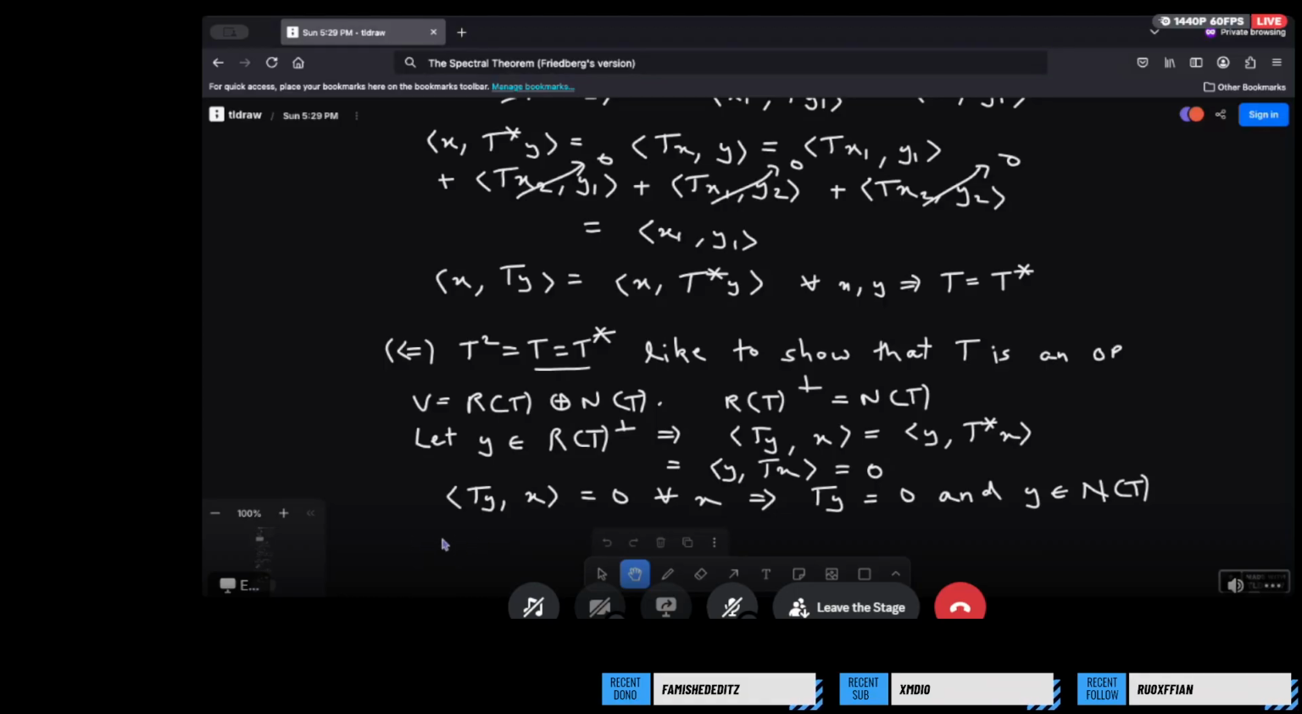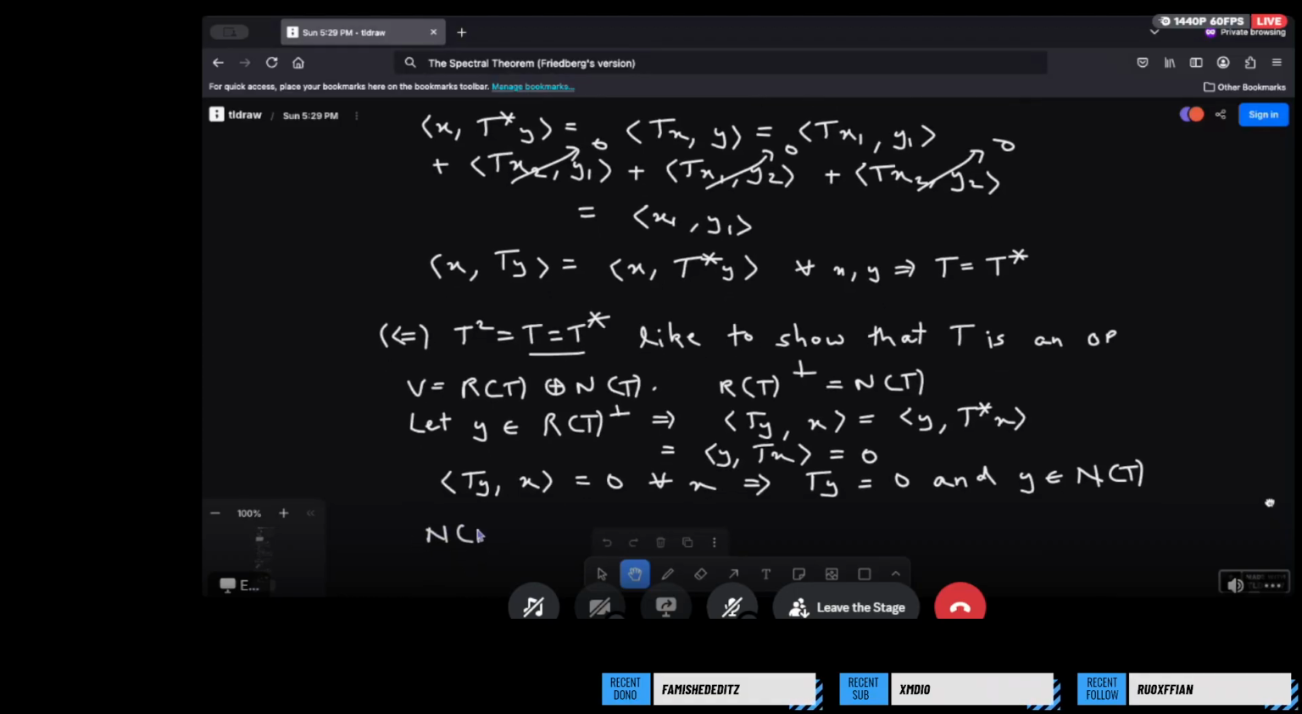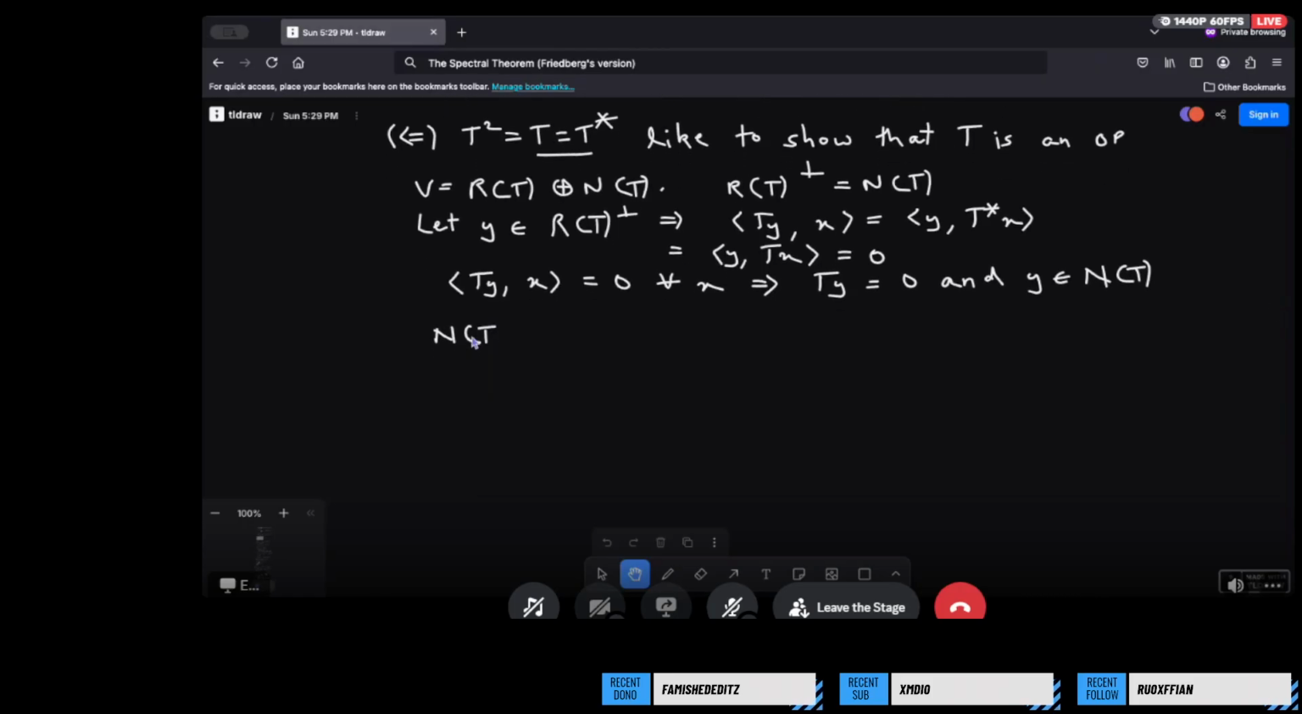So we have that the null space of T contains the perpendicular of the range, right? And by taking perpendiculars again on both sides, because now all that's left is to show the reverse containment, right? We just need to show that the null space of T is also contained in R of T perp, or the perpendicular of the range of T.